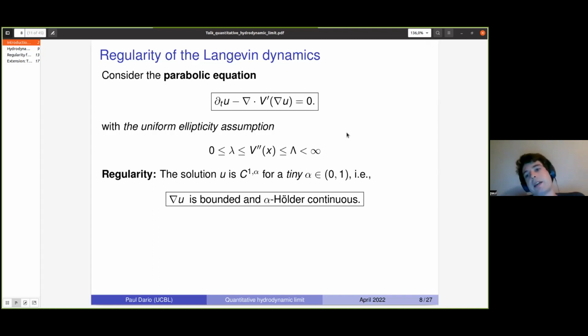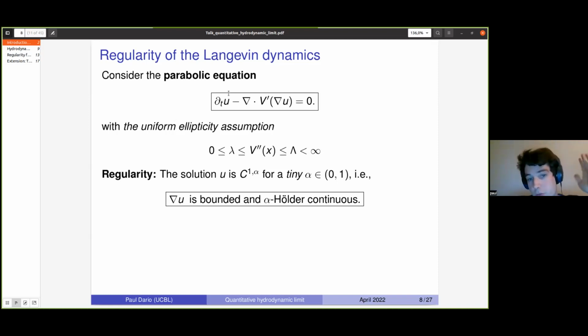Okay, so to say a few words very quickly about what we can say when we think of this system from the perspective of regularity. You consider the parabolic equation partial t of u minus divergence v prime gradient of u is equal to 0. And we will make the uniform ellipticity assumption, which is frequently made in the literature in analysis, which is that the second derivative of v is between two constants. It's exactly the same as the one that we made on the function v when we defined the random surfaces. And it's not at all a coincidence. Under this assumption, studying this system is much simpler. In the system of random surfaces, we say that v is uniformly convex. In the world of parabolic equations and elliptic equations, it's called uniform ellipticity.